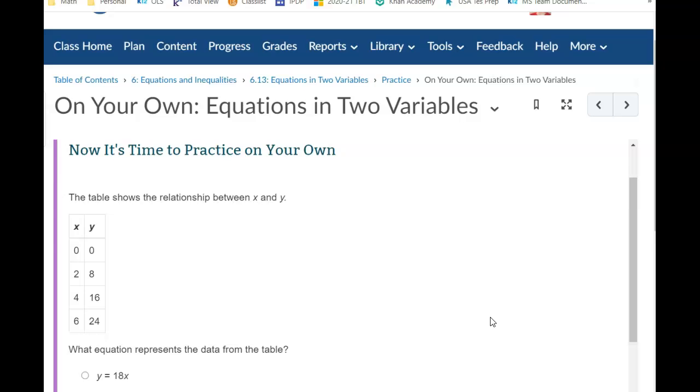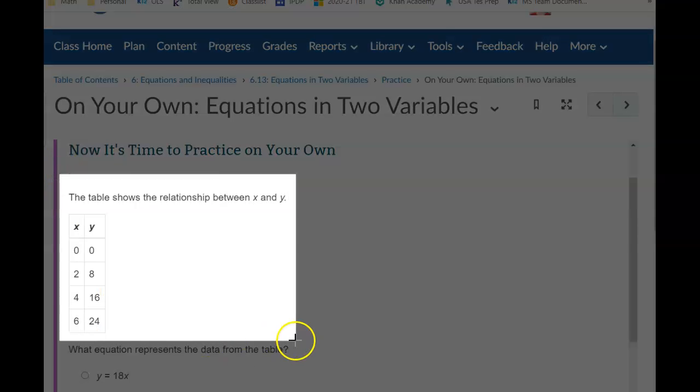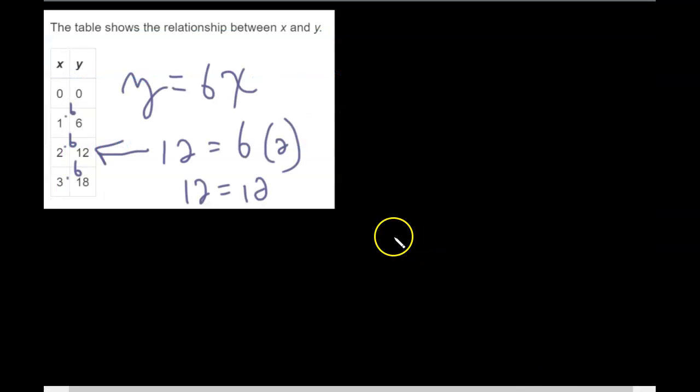Another one, same question. How do we get from the x to the y? Every one of these is going to be multiplying.